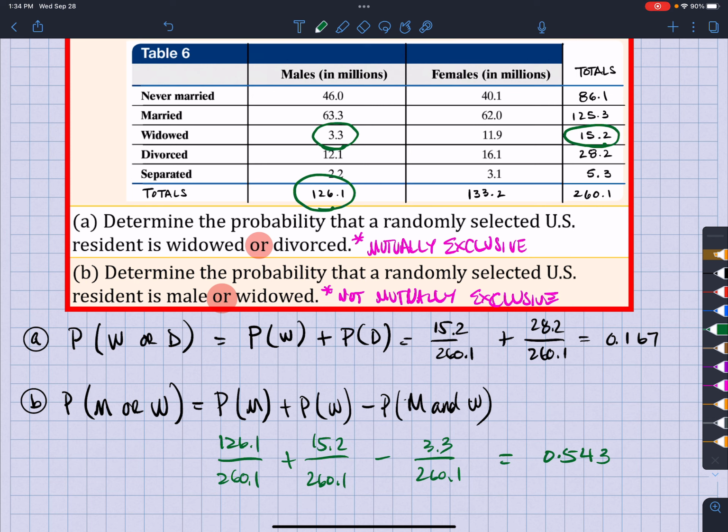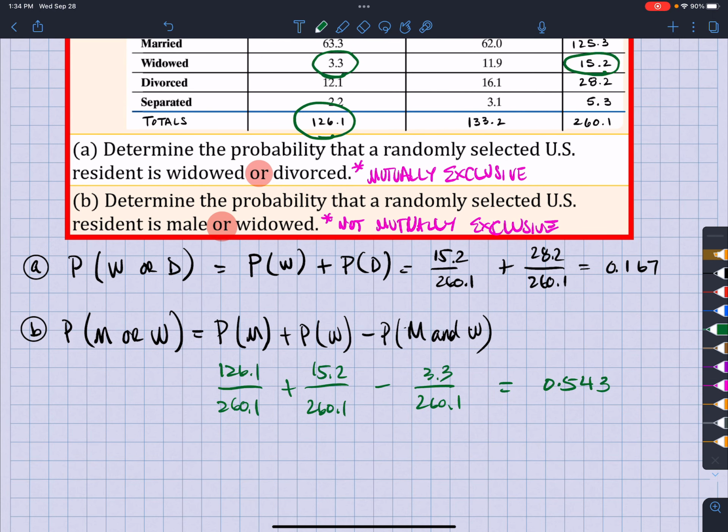Oh, wait a minute. That is actually not what you get, because that one did not subtract it. Let me go ahead and clear that up really quick. So this one you should get 141.3 over 260.1 minus 3.3 over 260.1. That's going to give you a much smaller number. So 141.3 minus 3.3, divided by 260.1, is going to be 0.531. And there it is.